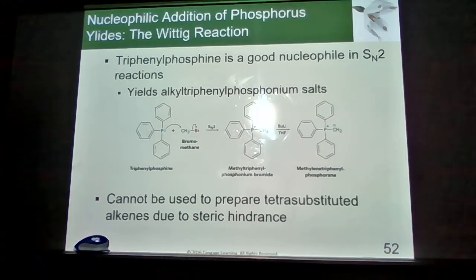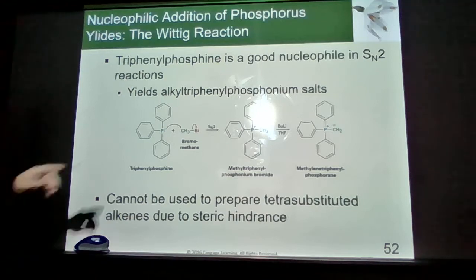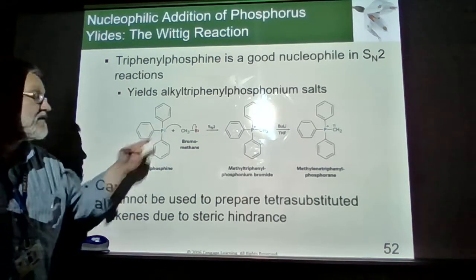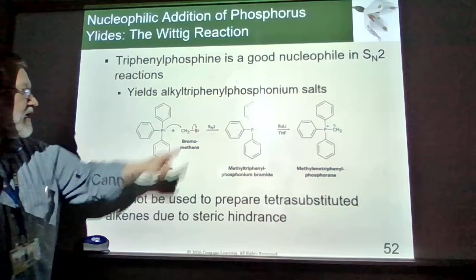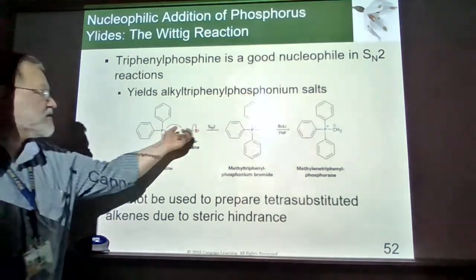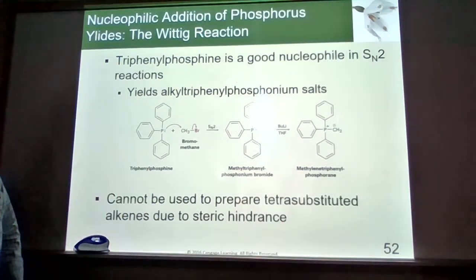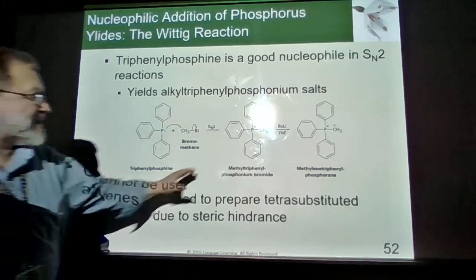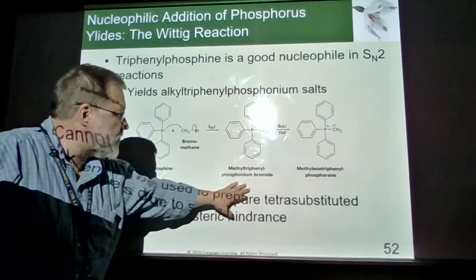Triphenylphosphine is a good nucleophile in SN2 kinds of reactions. So we have this triphenylphosphine. It has this lone pair of electrons. It can do an SN2 displacement of a halogen from a primary alkyl halide. You get the phenylphosphonium bromide.